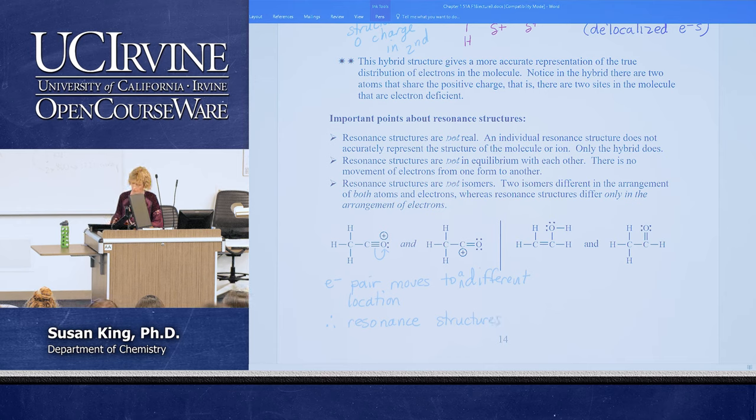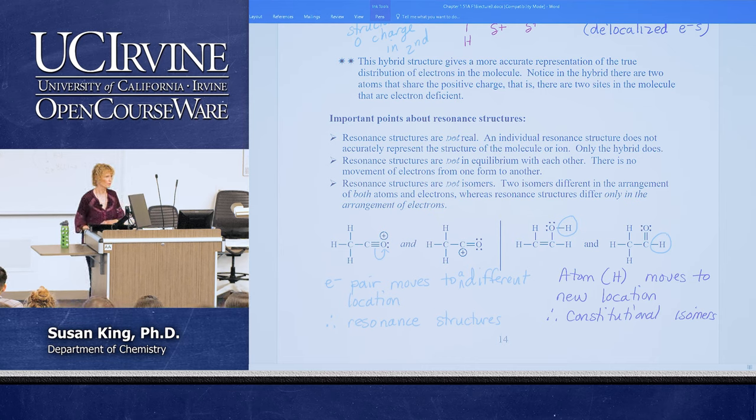Over here, you can see that we're moving electrons and we're moving an atom. So this hydrogen here is bonded to oxygen, and now it's bonded to here. So the atom is moving to a different location. It's a hydrogen, moves to a new location. So the term we'd use for that is they have different connectivity. The atoms are connected differently. So these are actually constitutional isomers. I rarely use the word just isomers, okay? Because we want to be more specific. These would be constitutional isomers. So same molecular formula, different connectivity.